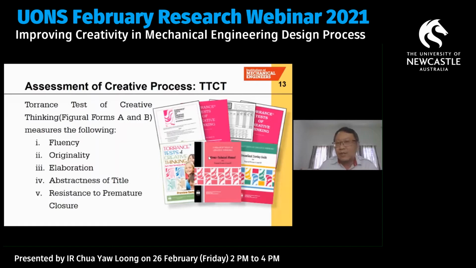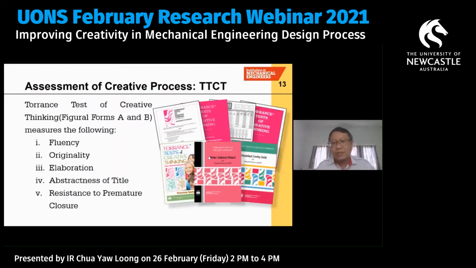So TTCT basically consists of two particular domains. One is the verbal, that means we are talking about using alphabets or words. And another one is using figures, figural forms A and B, which consists of two forms. It means we're talking about using sketches, drawings, where engineers, we usually do, especially mechanical engineers, we do sketches of our products, things like that. So this TTCT, figural form A and B, measures the following 5 abilities, which is the first one, fluency, originality, elaboration, abstractness of titles, and resistance to premature closure.